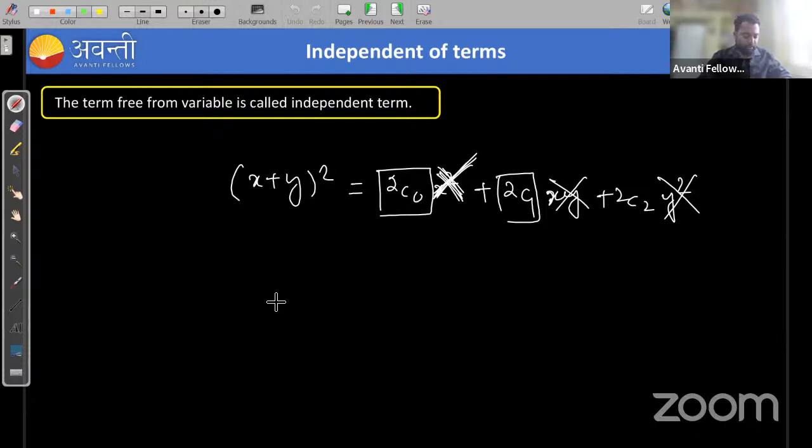Sure. So it's time to start your class. In the last class, we covered how to find the middle term. In today's class, I just gave some glimpse about the independent term, how to find the term which is independent of the variable, right? I also gave one question as your homework.